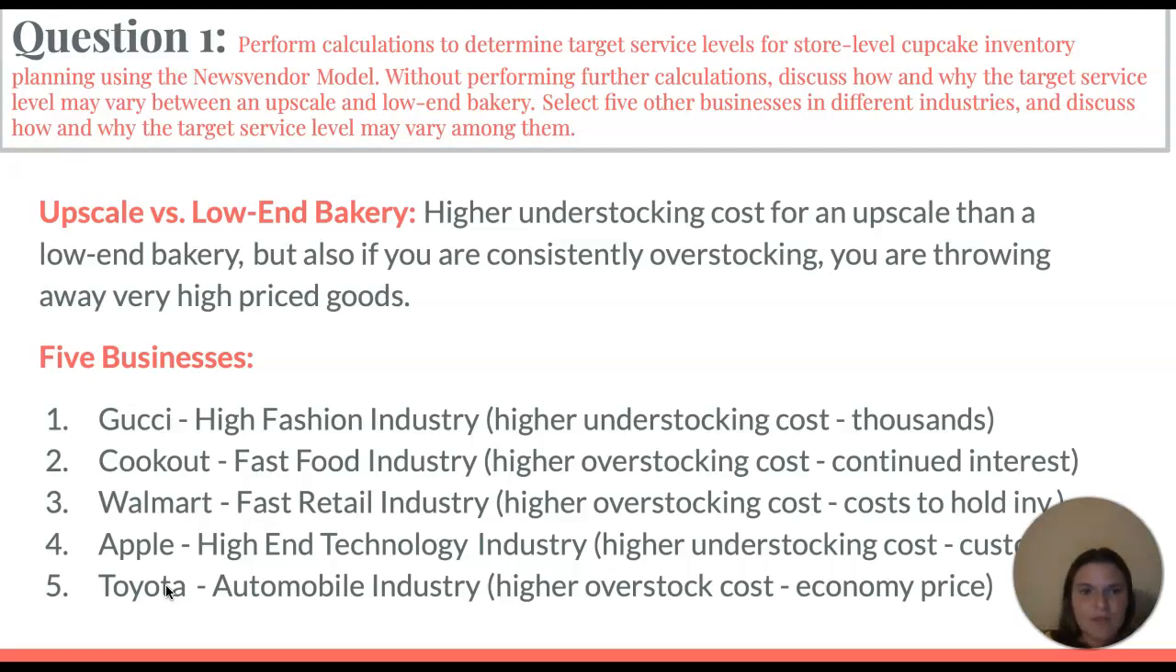For upscale versus low-end bakery, it would have a higher understocking cost for an upscale than a low-end bakery because you're losing money whenever people are coming in and you don't have the baked good they want. But also, if you're consistently overstocking, you are throwing away usually very high-priced goods. I'll go ahead and show you this.